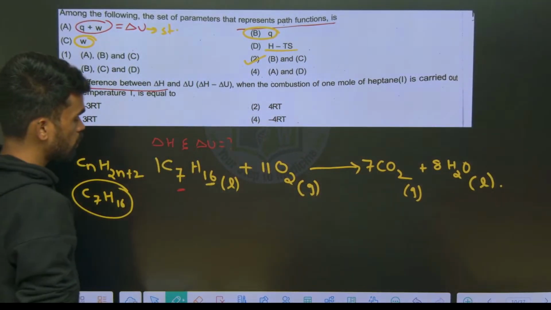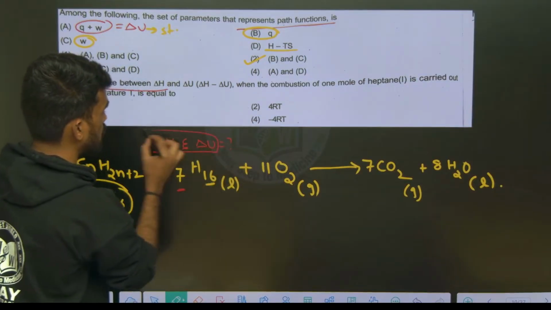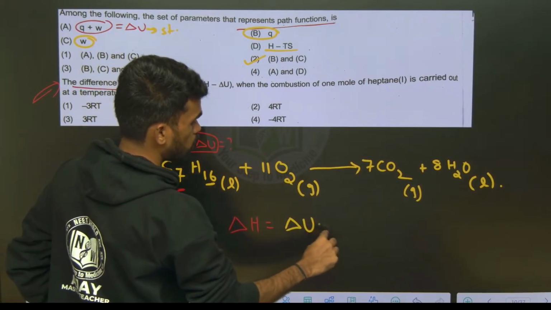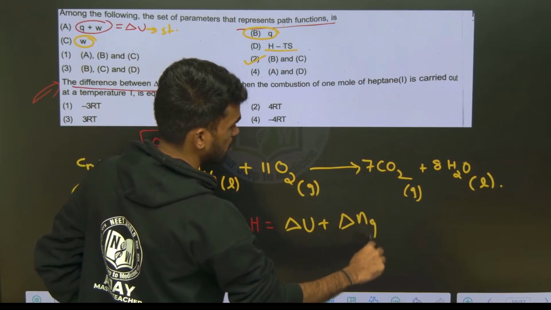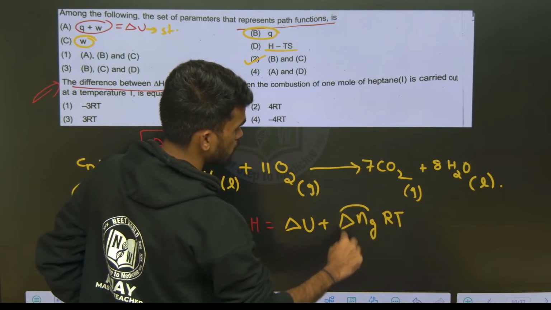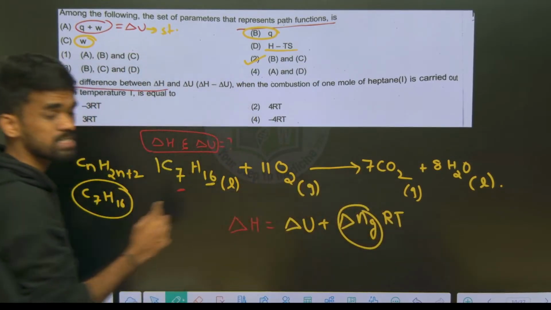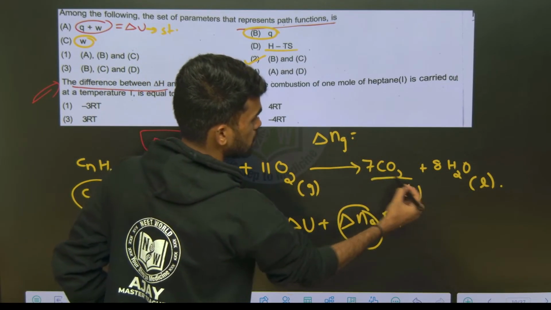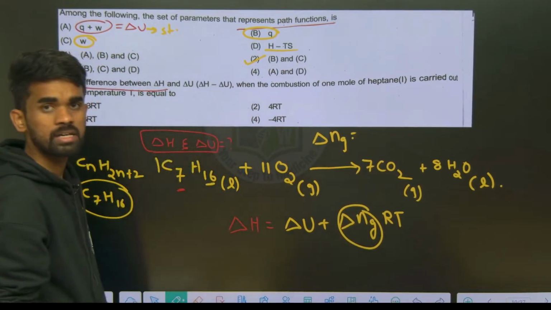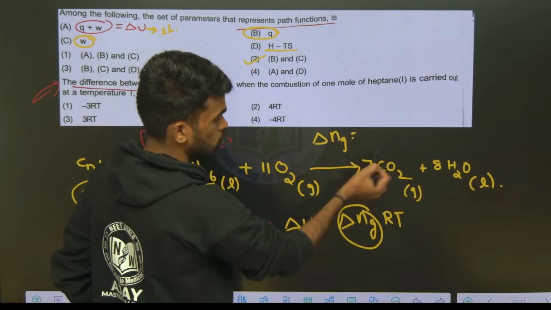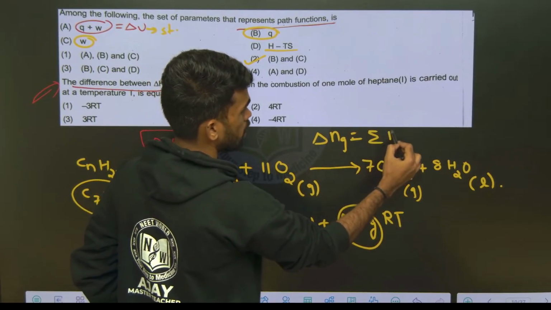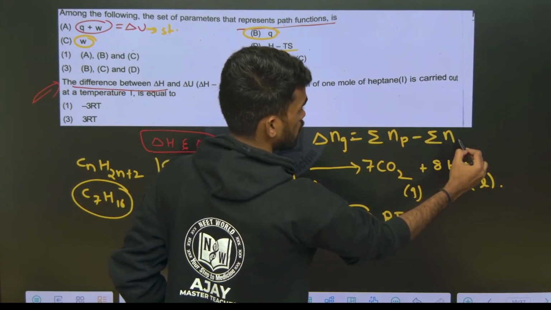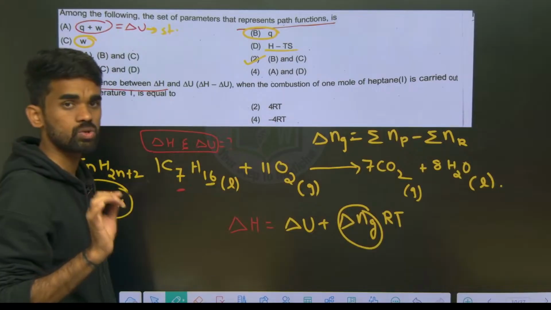Okay. So now what is the relation between delta H and delta U? See, we have enthalpy: delta H equals delta U plus delta Ng RT. What is this delta Ng here? It is the number of gaseous products minus the number of gaseous reactants. So I am writing delta Ng equals, what are the gaseous products here? Only 7 CO2 molecules are gas and water is liquid. So consider only gases: summation of NP, the number of gaseous products, minus summation of NR, those in gaseous state. Consider only the gaseous state.